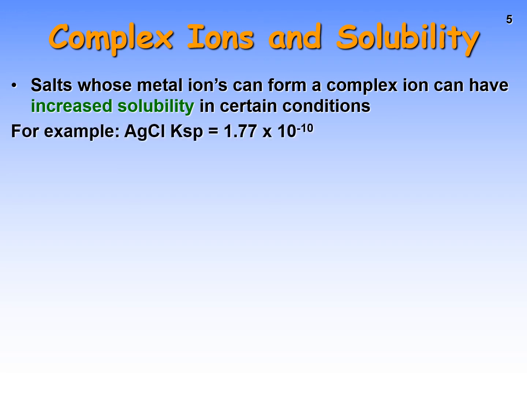Let's look at AgCl again. AgCl, like I said earlier, is a really insoluble compound. It has a Ksp of 10 to the negative 10, so it's a really small Ksp, very heavily reactant favored according to our equilibrium.